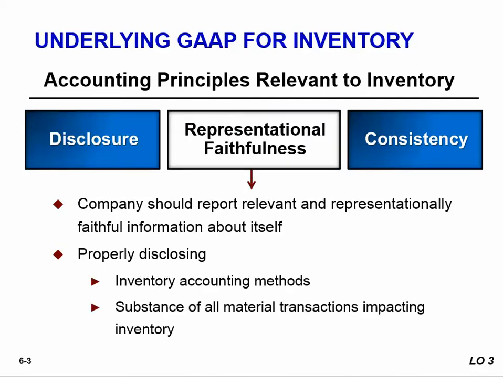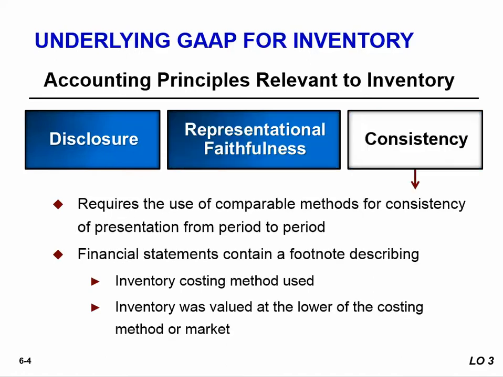The next principle relevant to inventory is representational faithfulness. The company should also report relevant and representationally faithful information about itself. This means properly disclosing inventory accounting methods as well as the substance of all material transactions impacting the existence and proper valuation of inventory. And finally, the other accounting principle relevant to inventory is consistency. It also requires the use of comparable methods for consistency of presentation from period to period.